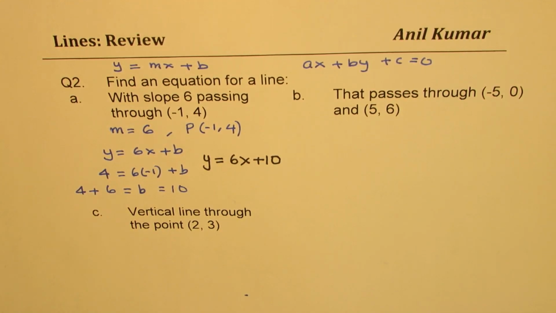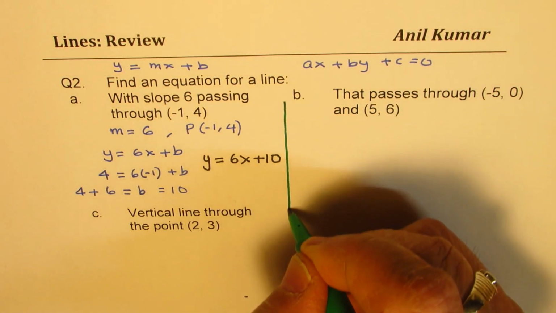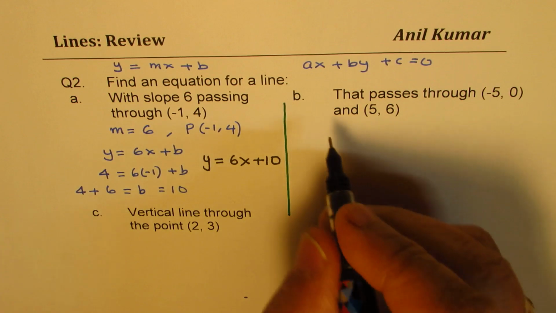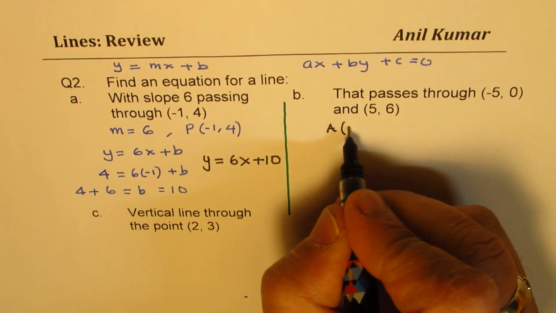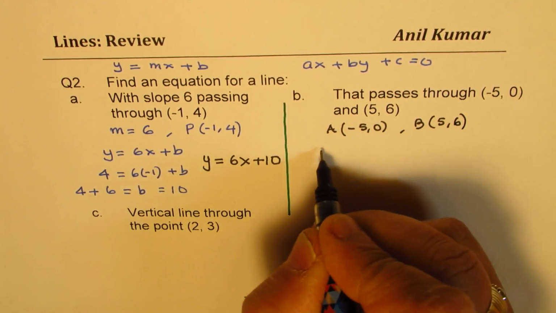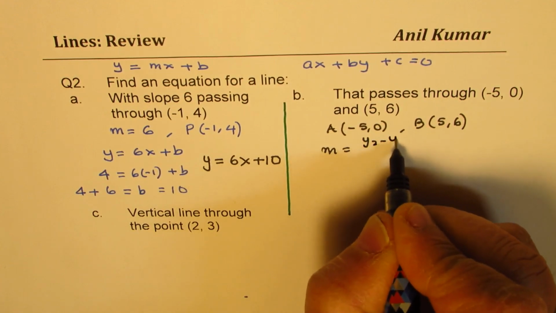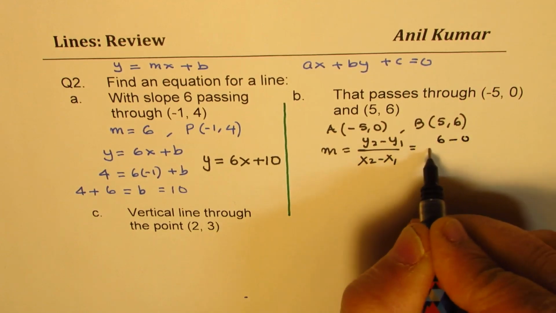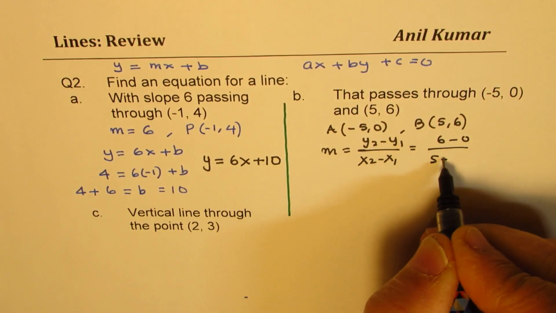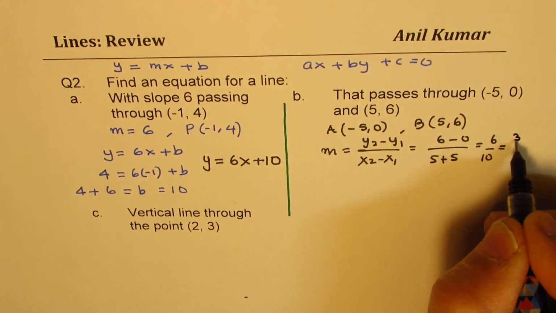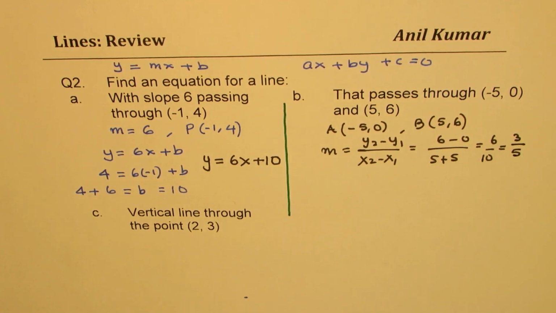The second one here is that the line passes through 2 points. So when it is passing through 2 points, we should first find the slope. Okay. So the points here, let's call them A and B. Point A is minus 5, 0, and point B is 5, 6. Slope m is y2 minus y1 over x2 minus x1. So in this case, 6 minus 0 over 5 minus minus 5. So it becomes plus, which is 6 over 10, dividing by 2, we get 3 over 5. So that is the slope for us.